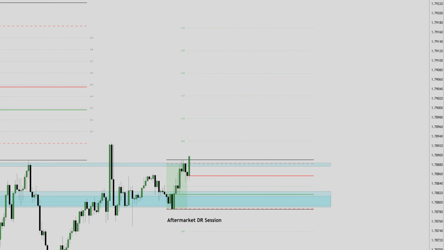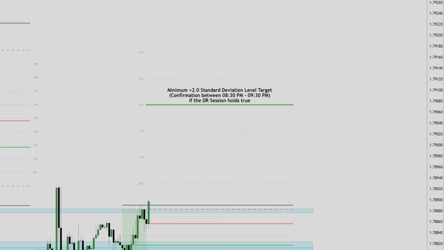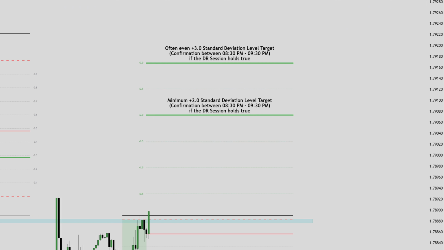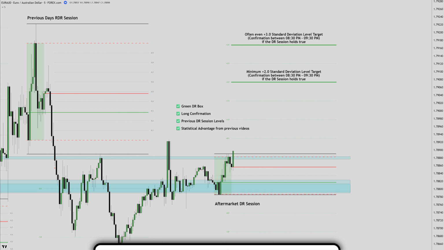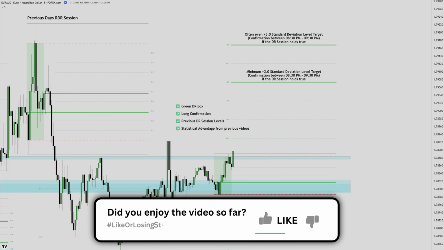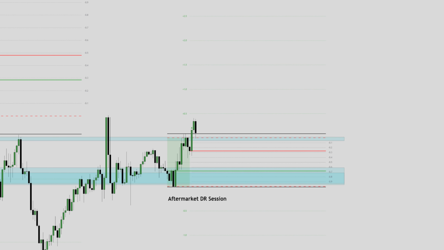A low-hanging fruit target, if the DR session holds true of course, is considered the +2 standard deviation, while price often even extends to the 3 standard deviation level if the session holds true. So to summarize, you have a green DR box, a long confirmation, previous DR session levels, and a statistical advantage for targets. 10 minutes later, price rejects the IDR high in line with the previous DR session level.